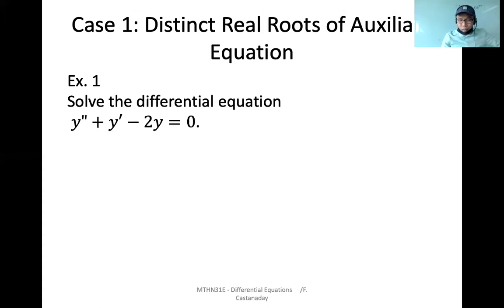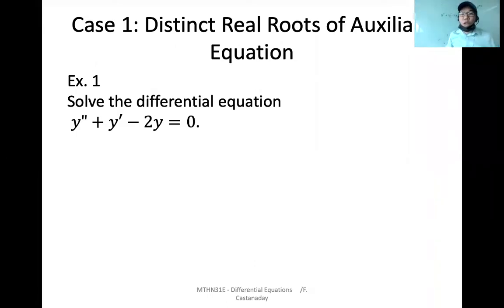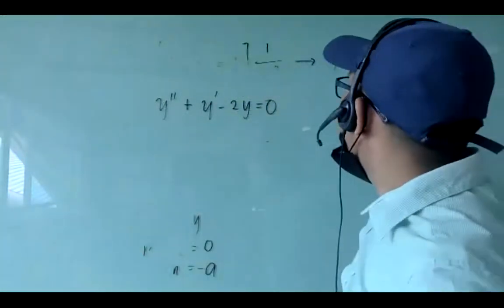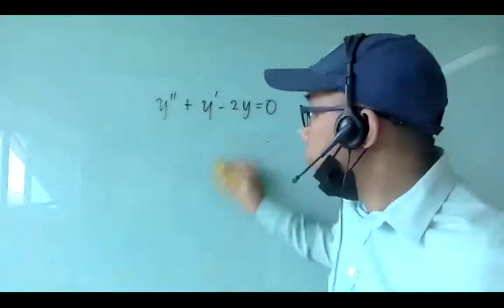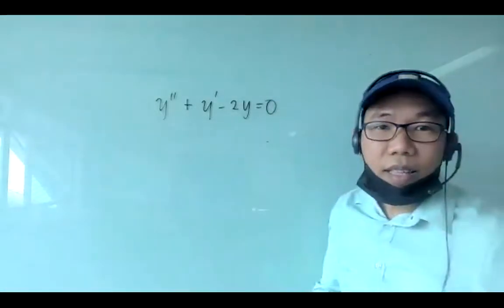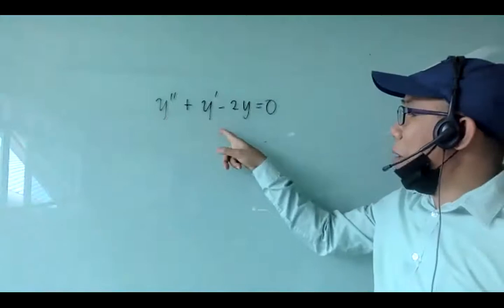Okay. So, isulat ko muna and then, may solution ba dito? Eh, wala. So, mag-shift ako mamaya dito sa aking glass board. Ayan. Y double prime plus y prime minus 2y equal to 0. Let me know kung hindi niya nakikita yung mismong writings, guys, para lakihan ko yung sulat. Kita naman po, sir. Okay. Y double prime plus y prime minus 2y equal to 0.